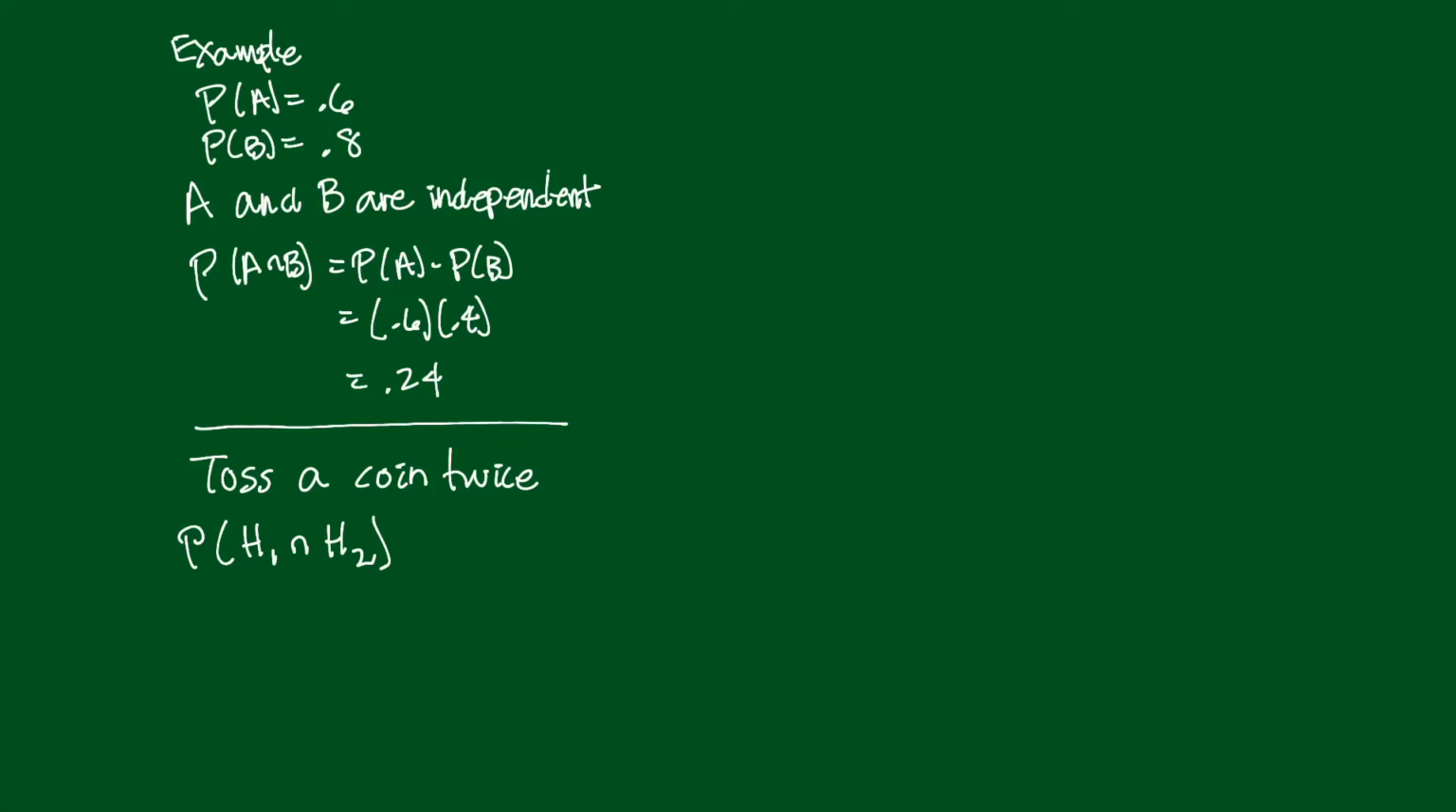Here's another example. Toss a coin twice. What's the probability of getting a head on the first toss and a head on the second toss? When you think about it, does it seem reasonable that these two tosses are independent? Whatever happens on the first toss in no way influences what happens on the second toss. So these two events are independent. I can write this as the probability of a head on the first times the probability of a head on the second. Head on the first, 1/2. Head on the second, 1/2. The probability of getting a head on the first and the second is 1/4.